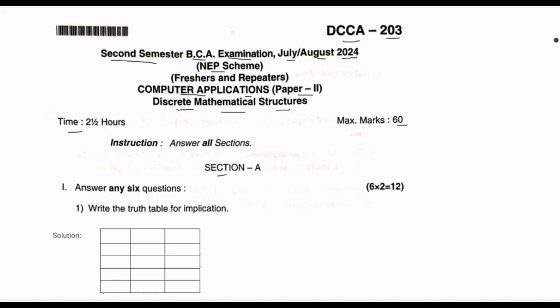Section A will carry any six questions. Out of nine, you will be answering any six. So here the question number one is, what is the truth table for implication? As we have discussed in the previous videos, all the questions which we have discussed in the videos were there in the paper. So we'll just see the solution for this paper which you have written recently.